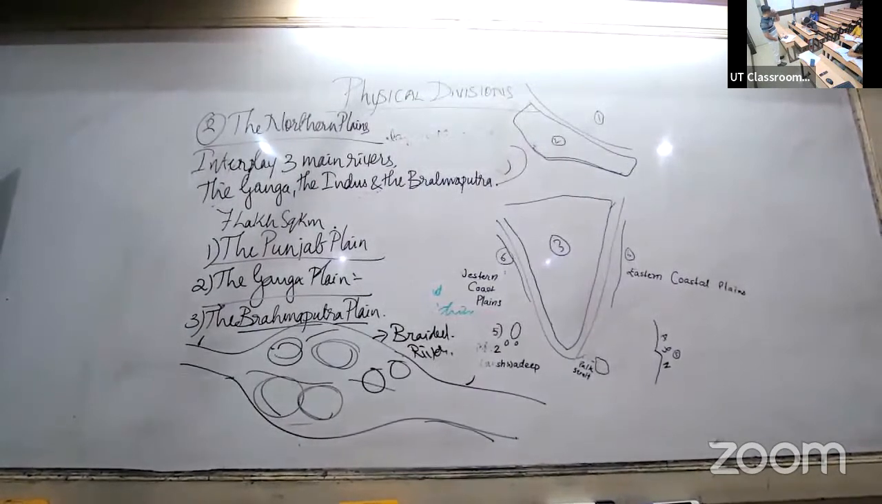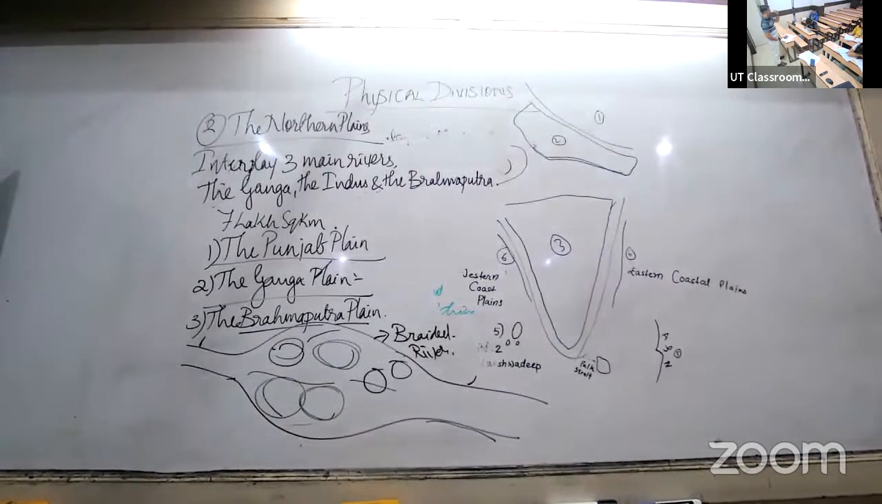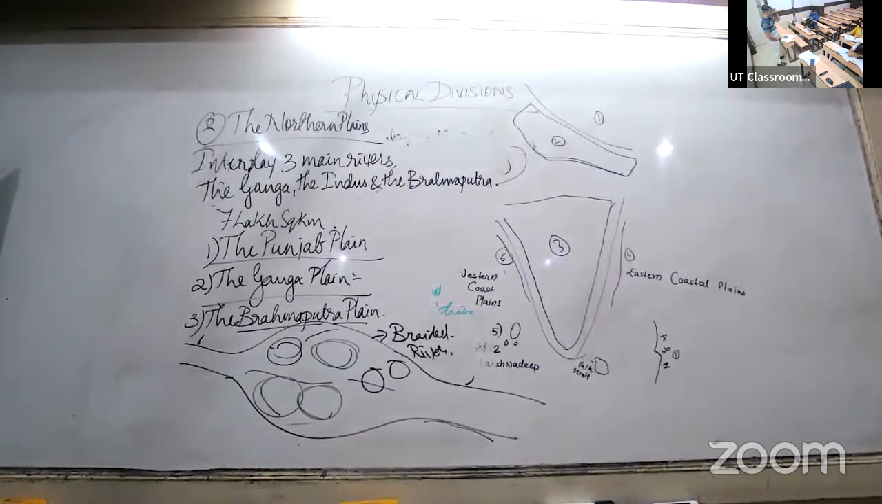Braided river: when the river becomes smaller, we call it a braided channel.